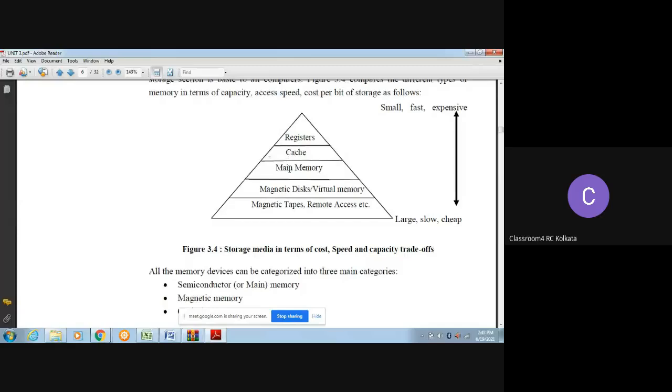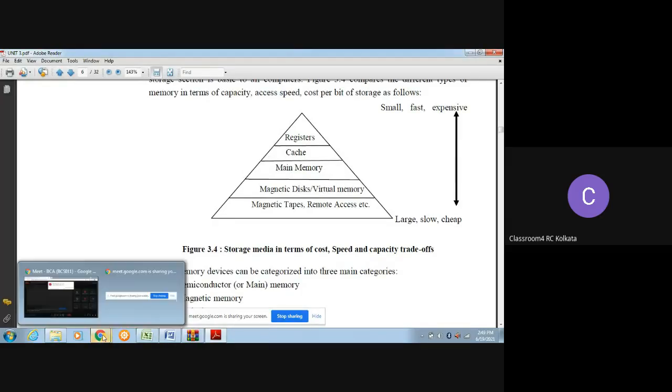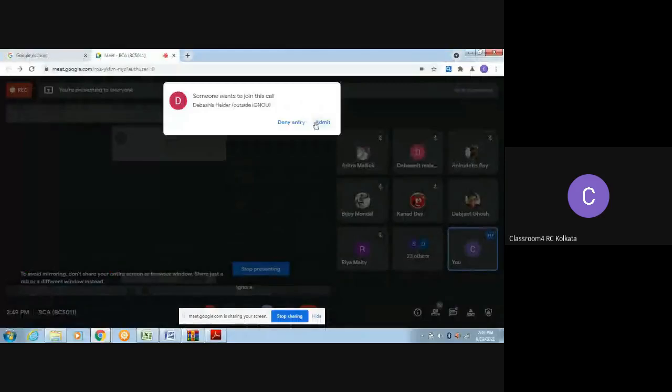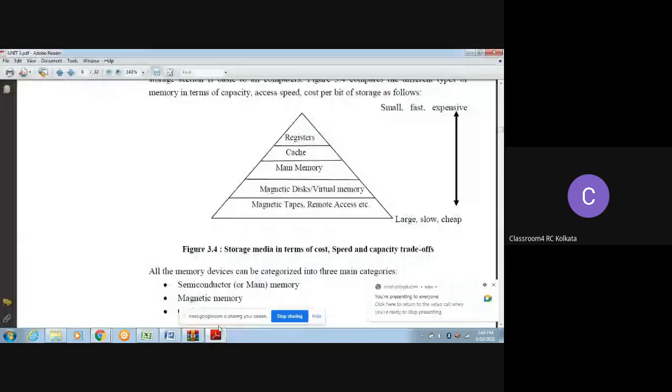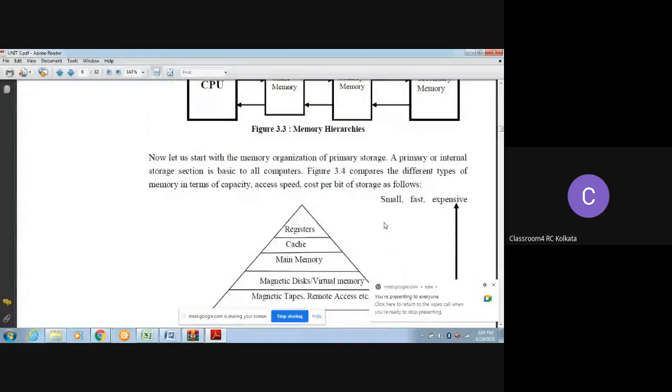As there is a high speed difference between the main memory and the register, this is the essential function of the cache, which minimizes the speed gap in processing between the register and the main memory. So this is your memory hierarchy. Is it clear to all of you?